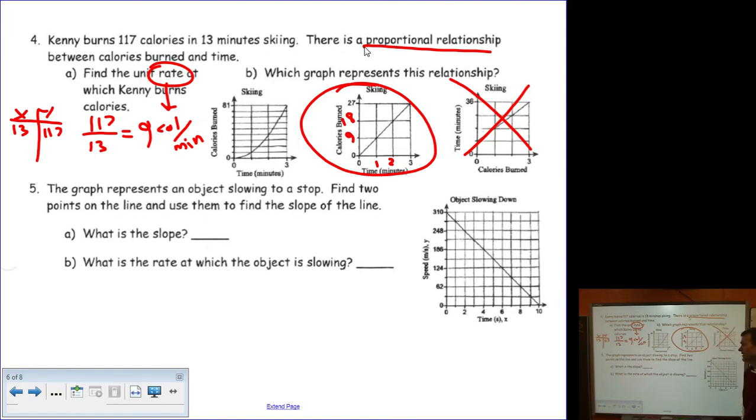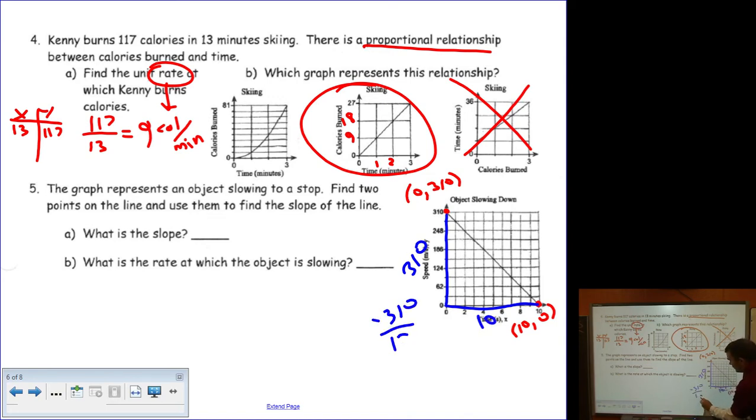Number 5, the graph represents slowing. Find 2 points on the line and use them to find the slope. The easiest 2 points I thought were the point 0, 310, and the point 10, 0. I thought those were really easy to find the slope, whether you use the formula or rise over run. If I use rise over run, this would be down 310 over 10, so it'd be negative 310 over 10, which equals negative 31.